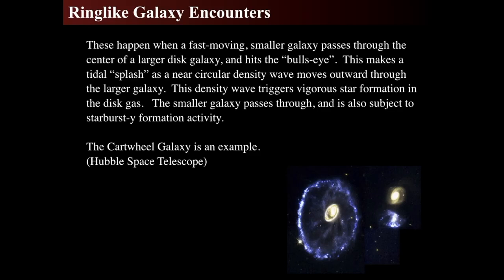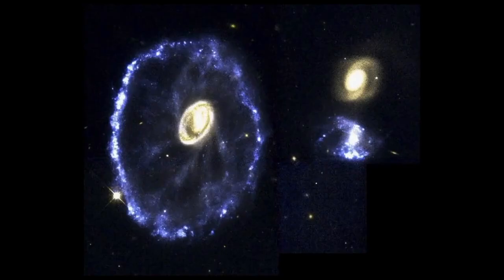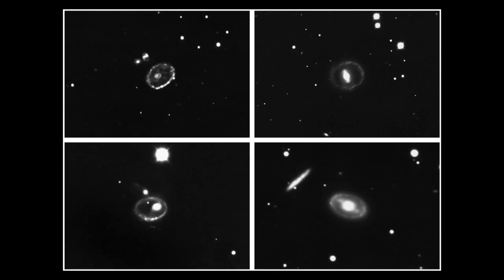So you can have ring-like encounters as well, and if a small galaxy goes smack through the middle of it and hits a bullseye, then you can create a circular wave of star formation, such as we see here. And this is a Hubble Space Telescope image that shows a very violent interaction between a little galaxy that literally went smack through the center. The little galaxy got completely disrupted, but it sent shock waves through the rest of it, which then filter out through the rest of the galaxy and form a splash-like ring of star formation.